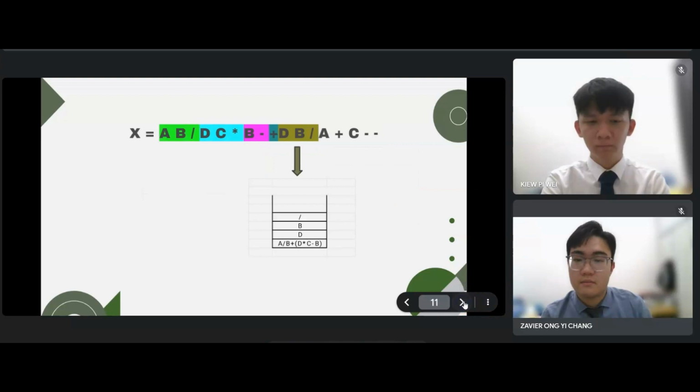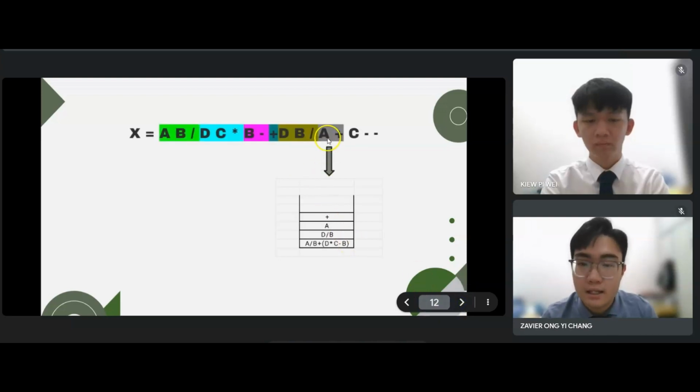The next step, we have to move in D, B, and divide. Here we just remain with A divided by B plus D times C minus B from the previous, and we just add in D, B, and divide. The next step, we need to include A and plus. Here we have A divided by B plus D times C minus B, and D divided by B is the previous one. So now we just add in A and add here.